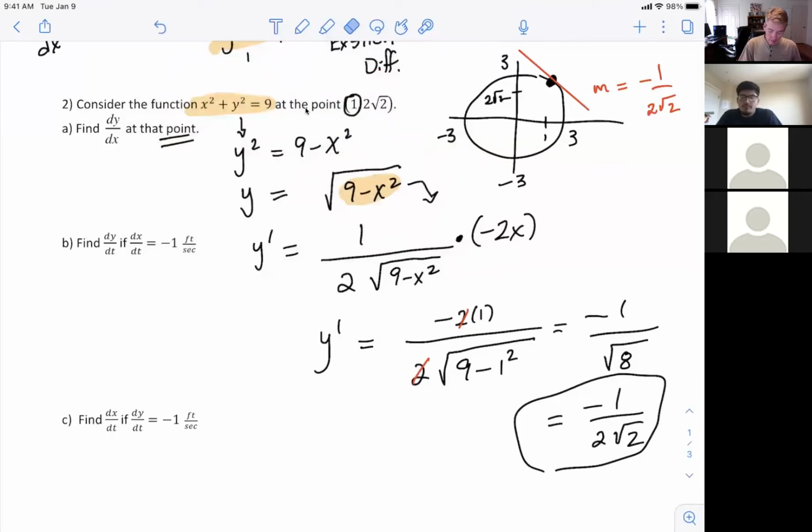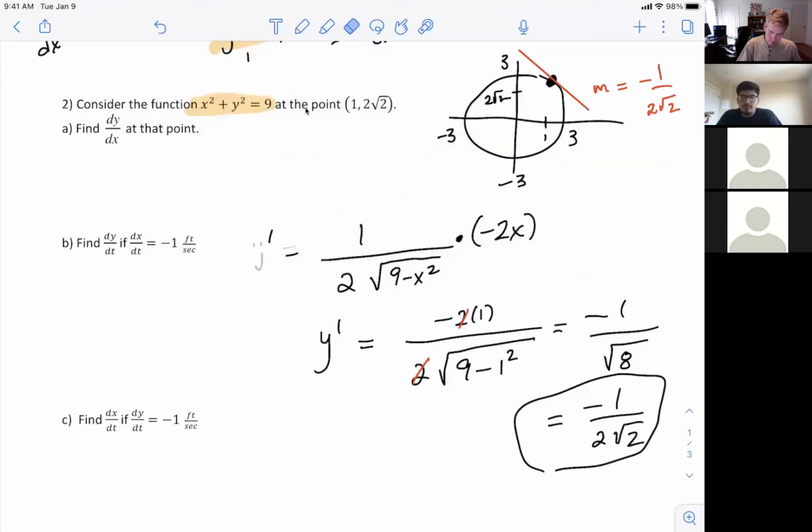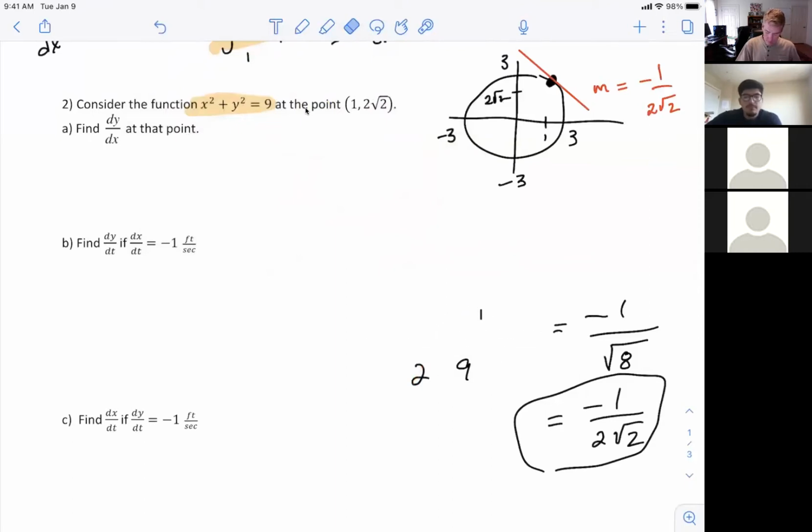Now I'm going to go back, and instead of doing the explicit differentiation, I'm going to do implicit differentiation. And we're going to get the same answer, and it's going to be less work. So for implicit differentiation, you just start taking the derivative. So you take the derivative of x squared, that would be 2x.